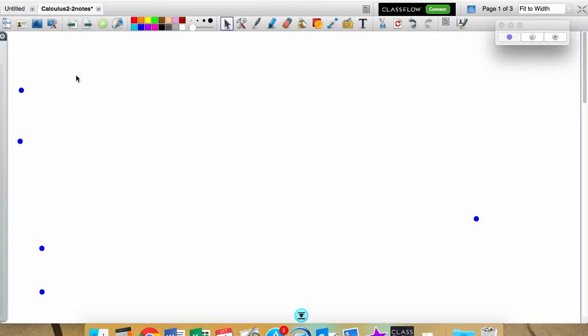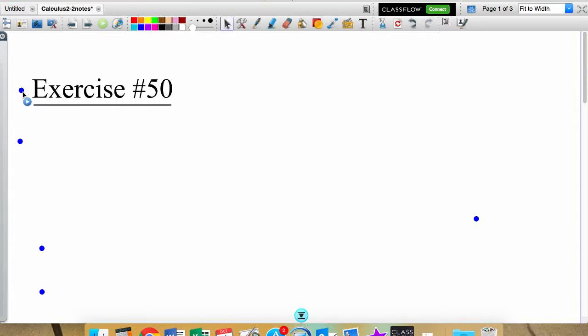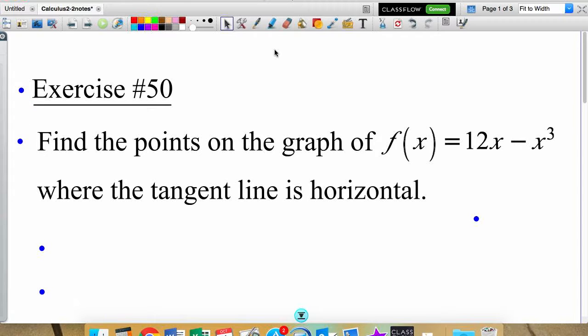We left off essentially talking about the derivative and all of the shorthand derivative rules. Now we're going to show how to apply them to various problems, starting with exercise 50. In exercise 50, we want to find all of the points on the graph of f of x equals 12x minus x cubed where the tangent line is horizontal.